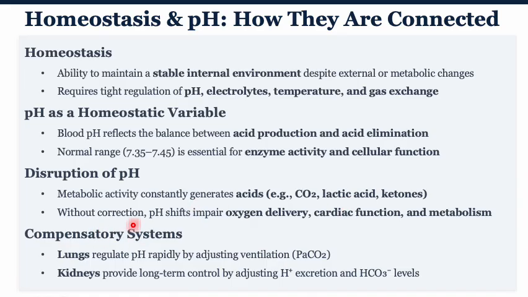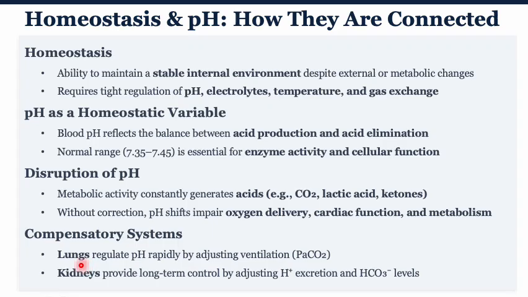Without correction, pH will shift and impair oxygen delivery, cardiac function, and metabolism. So there are systems that can compensate and try to keep the pH normal as much as possible.